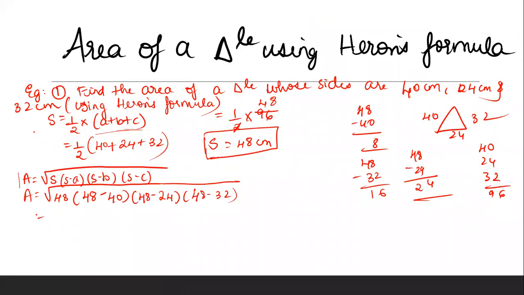So let's just write this down here. Square root of 48 into 48 minus 40 is 8. 48 minus 24 is 24. 48 minus 32 is 16.